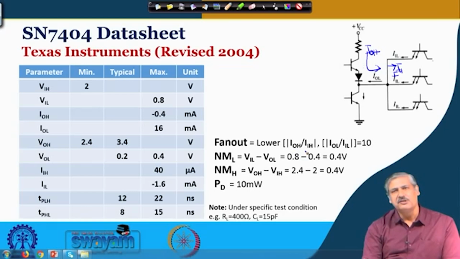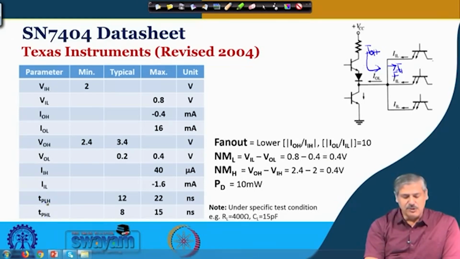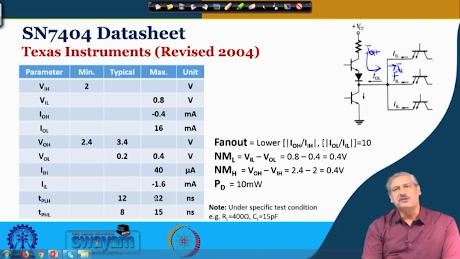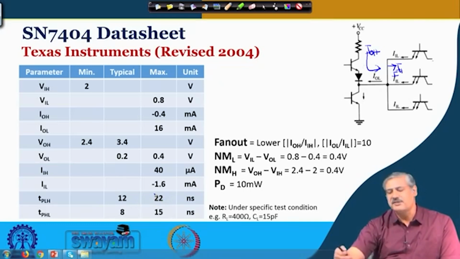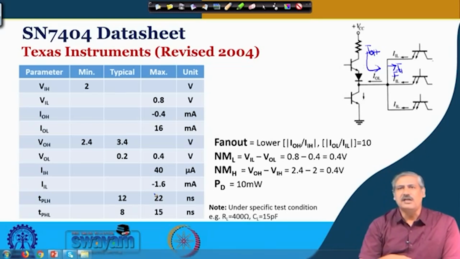Again you take the ratio, and the fan out will be the lower of these two numbers. It happens that the way the circuit has been designed by the manufacturer, it is the same in both cases. For this particular gate, the power dissipation is of the order of 10 milliwatt. The other important parameter is the propagation delay, low to high. The values you see, 12 nanosecond and 22 nanosecond, depend on the loading. More such loads, more such capacitors will come in parallel and more time will be required.